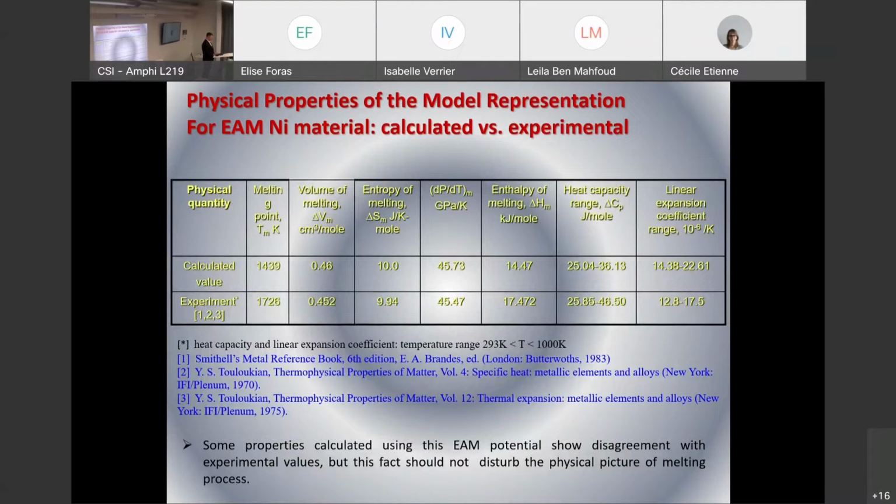From this table, we can see that a number of parameters are pretty well reproduced, but some of them are not reproduced, where the difference can be as much as 20%. It doesn't mean that we cannot use this potential to study the kinetics of phase transitions, but it just means that when quantitatively characterizing our results, we must keep in mind that we are not modeling real nickel material, but some different nickel, a little bit artificial.